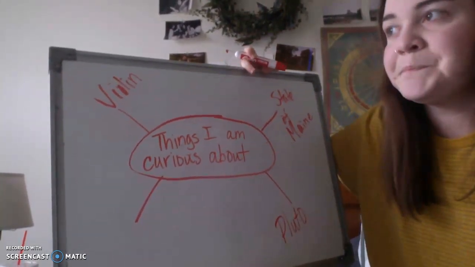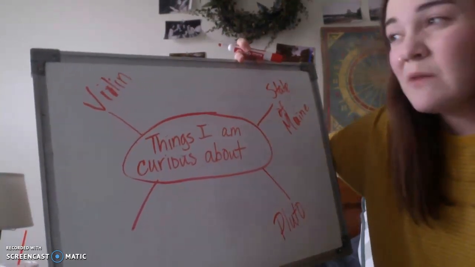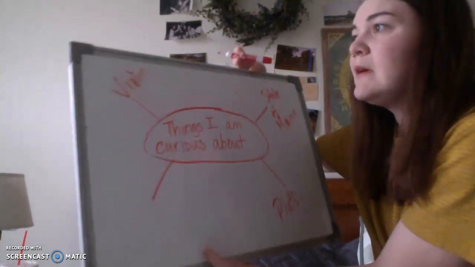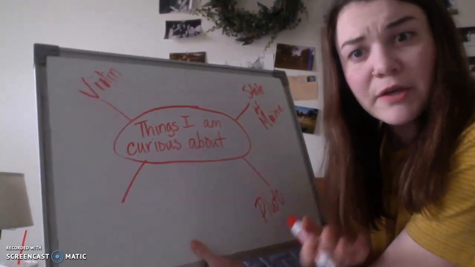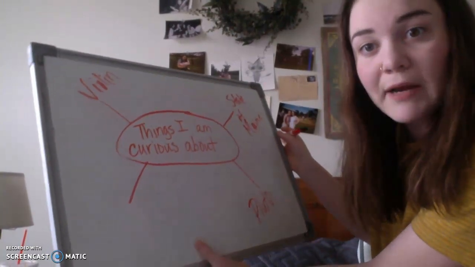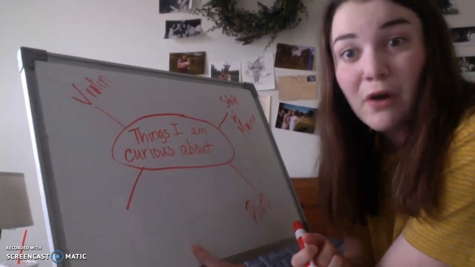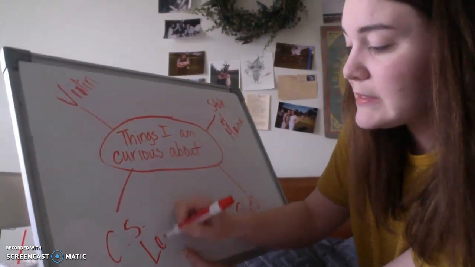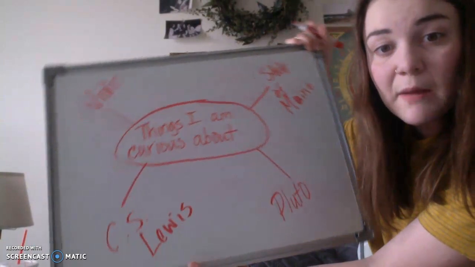Last thing. Let's see. I talked about music, planets, a state. What's something else I'm curious about? I am curious. You can also be curious about a person. Okay, I might want to research and write about a person. You know who I think? I am very curious about the author of the Chronicles of Narnia, C.S. Lewis. So I might want to do some research and write an informational writing about C.S. Lewis.